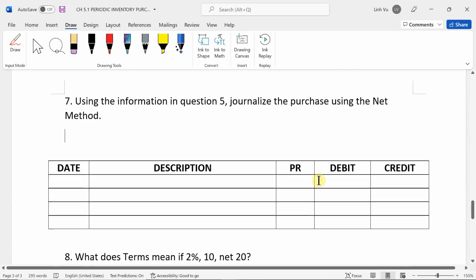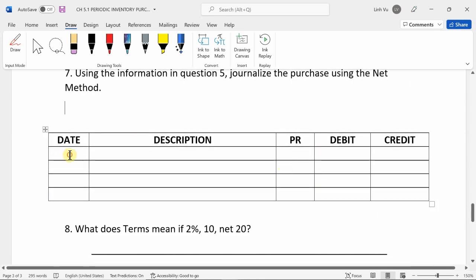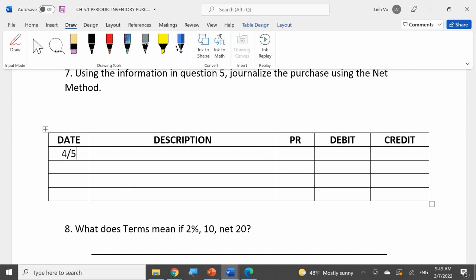So how do I record that using the net method? Accounts payable. Oh, I mean, that is going to be one of the accounts. What else are we going to recognize? Purchase expense. Yes. We're going to recognize a purchase expense. And we're going to recognize freight. Okay?